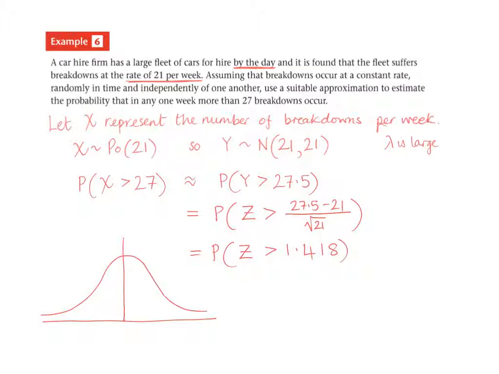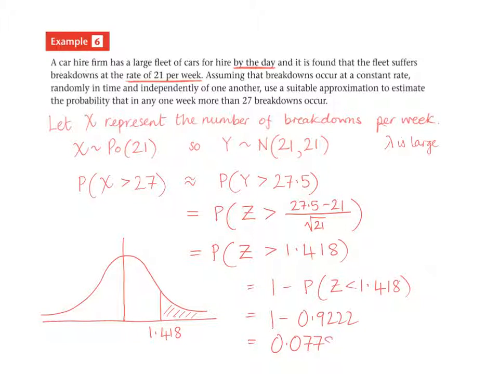Just to get an idea of what area we're looking for, greater than 1.418. And that would be the same as 1 minus the probability of Z less than 1.418, which is 1 minus 0.9222, and overall that's 0.0778.